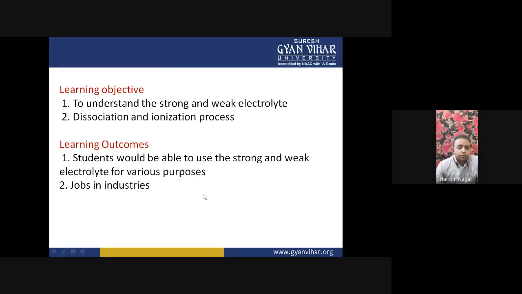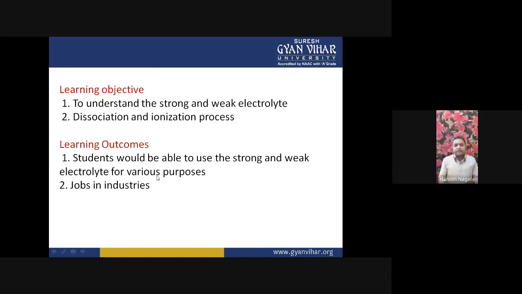As a learning outcome, students will be able to use strong and weak electrolytes for various purposes, ultimately for the conduction of electricity. By getting knowledge about the properties and examples of strong and weak electrolytes, we can prepare something like a battery, preparing the electrolytic solution for it, and we can use this battery for various purposes. So students can get ideas about electrolytes from this lecture, and also about jobs in industries.